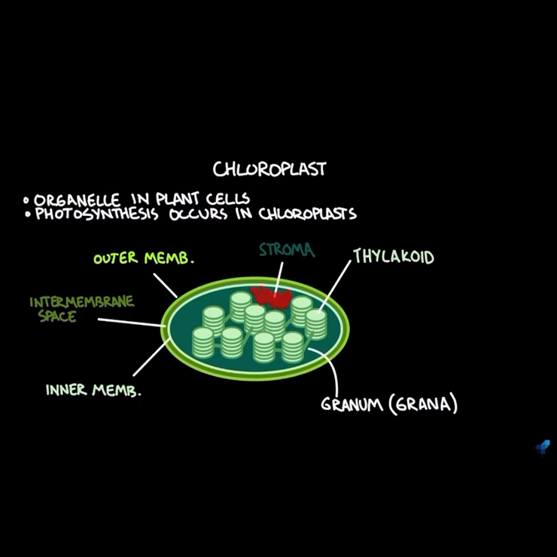Inside the stroma, we have these discs right here that are called thylakoids. A stack of thylakoids is called a granum. The plural is grana. It kind of looks like a stack of pancakes.